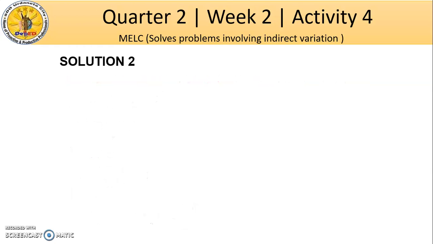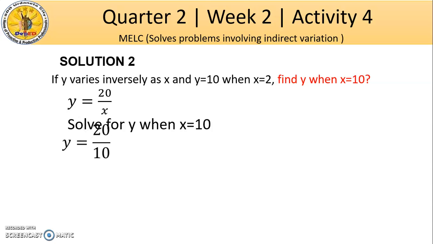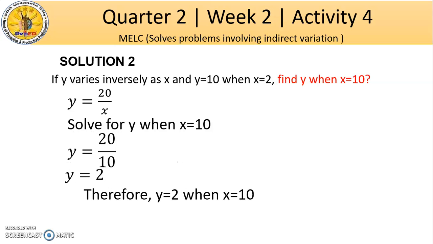For solution 2, we now find y when x equals 10. So using the equation from the first solution, y equals 20 over x, we solve for y when x is 10. So we substitute the values, so it will become y equals 20 over 10, or 20 divided by 10. So the value of y equals 2. So therefore, y equals 2 when x equals 10.